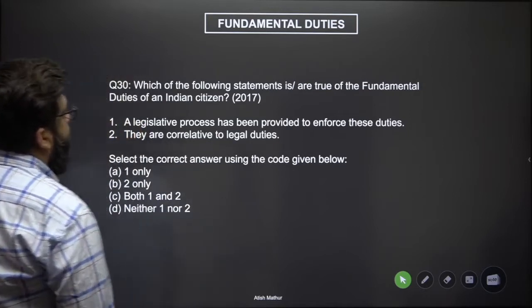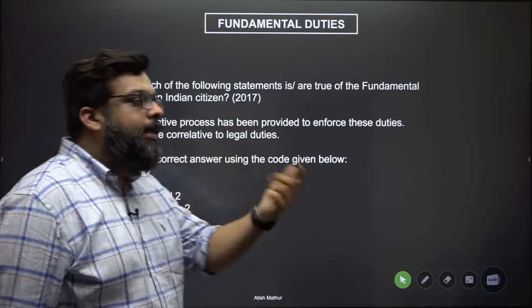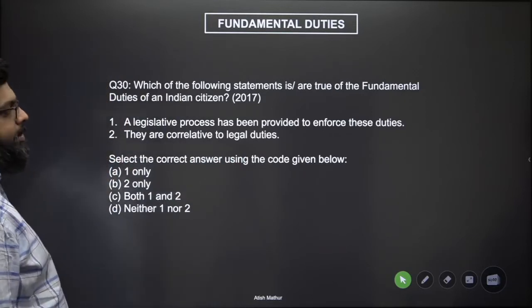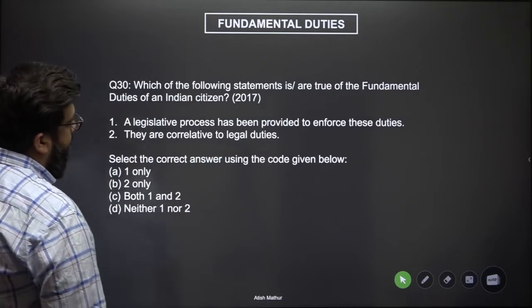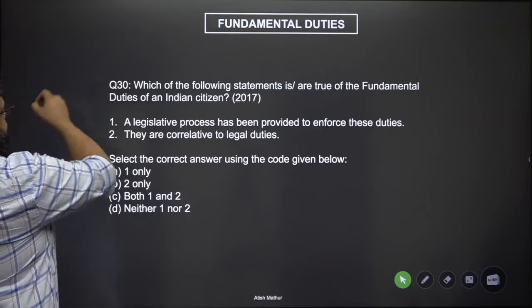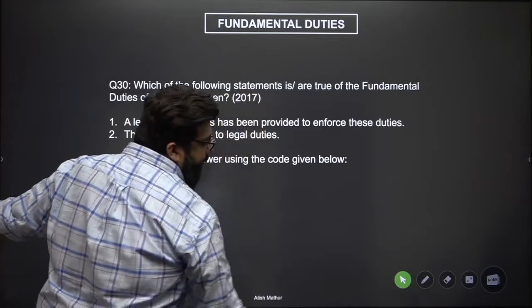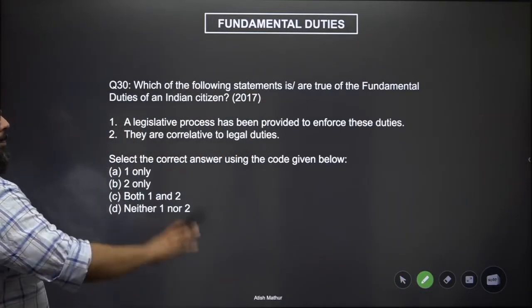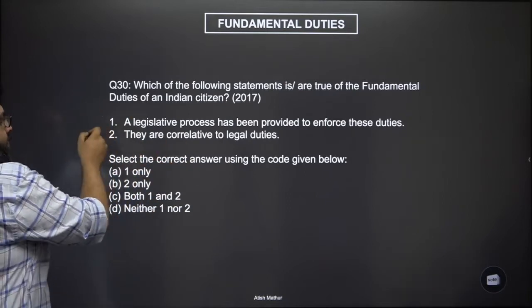1, a legislative process has been provided to enforce these duties. 2, they are correlative to legal duties. Now think about it. What is it saying? It is saying that we have a procedure to implement these fundamental duties by law. There is a process which has been provided where? Assumed in the Constitution. There is no such thing.